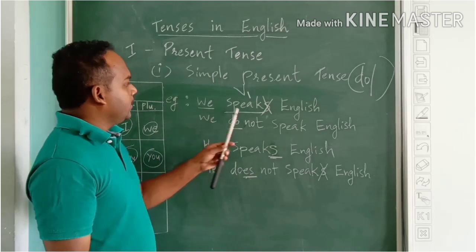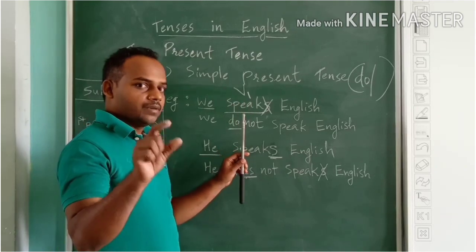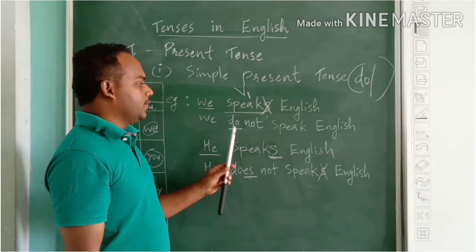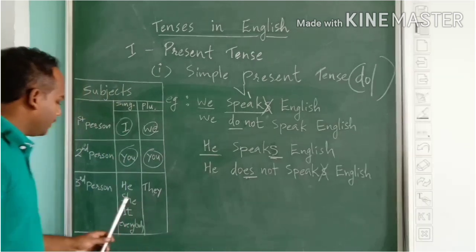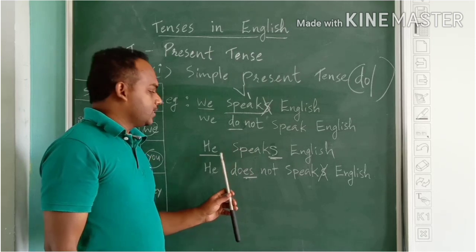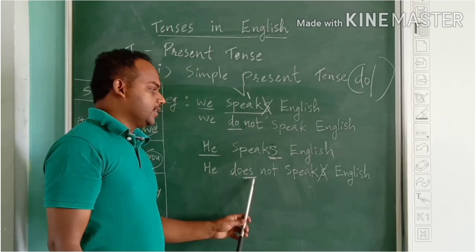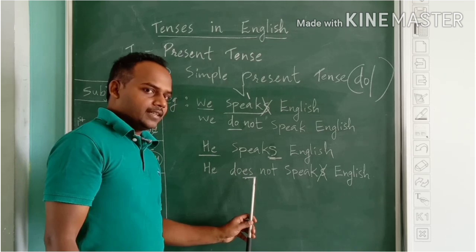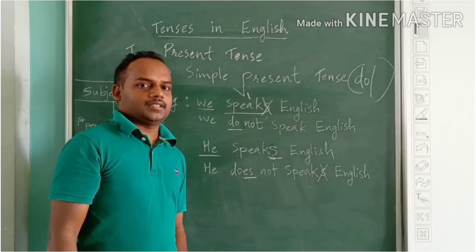For example, we read English. Instead of speak, I took the verb read. We read English. Can you make it negative? We do not read English. And you see, instead of he, I take the singular number she. She read or reads. She reads English. And make it negative. She does not read. Don't use reads, because S is already added with do. Okay? She does not read English.